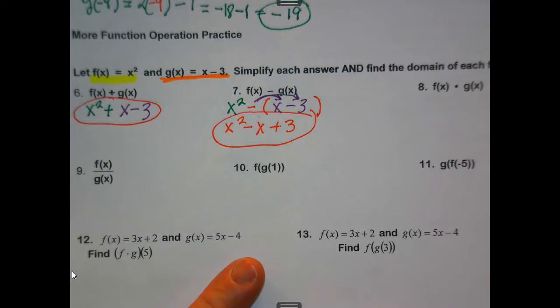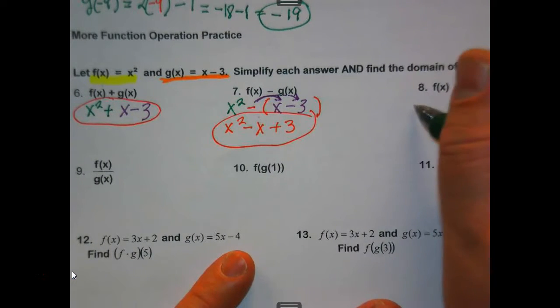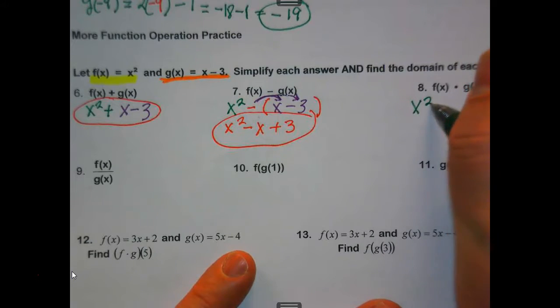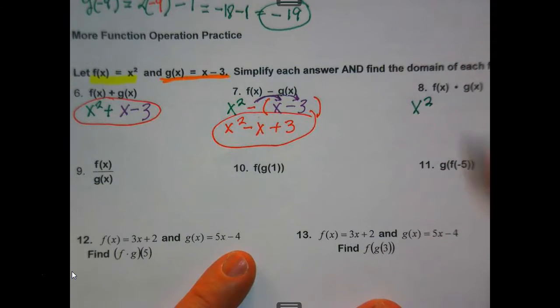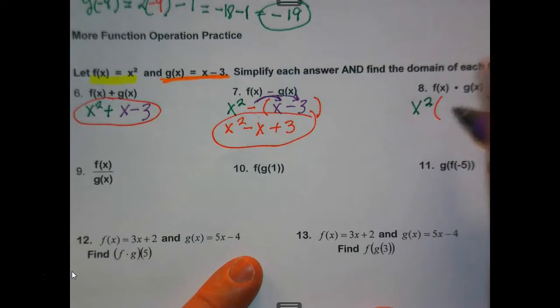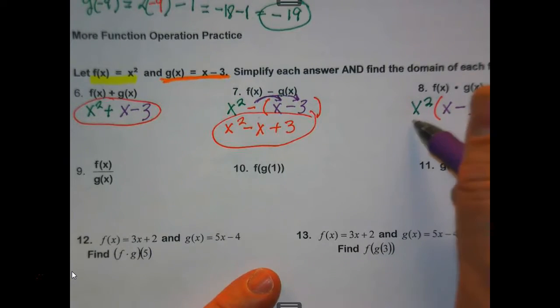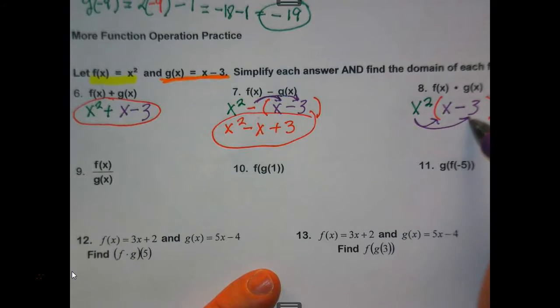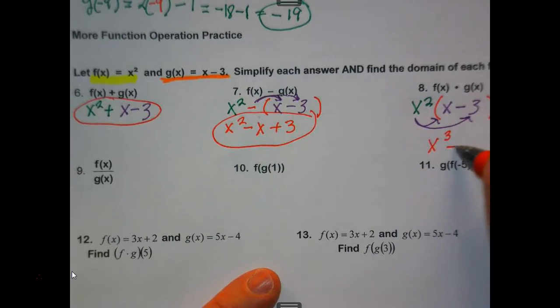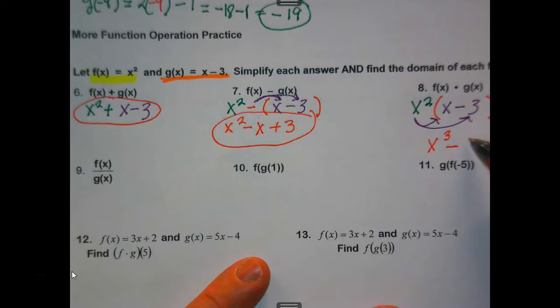Number 8, I have the f of x, which is x squared. I'm going to multiply to the g of x, so I'm going to use parentheses. And the g of x is x minus 3. I have to distribute x squared times x. X squared minus 3 times, or x squared times minus 3. Nothing to combine. I'm done.